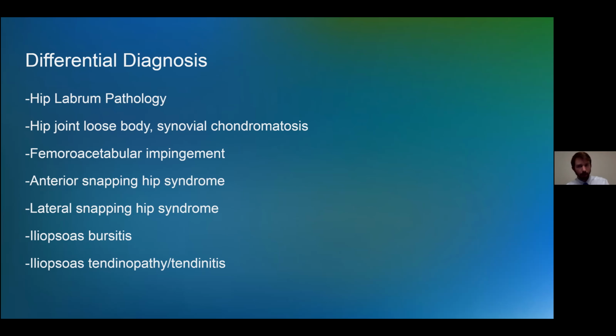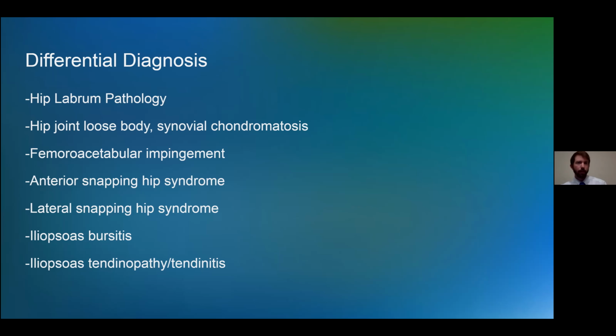Hip catching and locking, or intermittent immobilization of the joint, is important to recognize. Fevers, night sweats, weight loss, limping, those kinds of things are things that you want to make sure that you're ruling out or taking a look at.